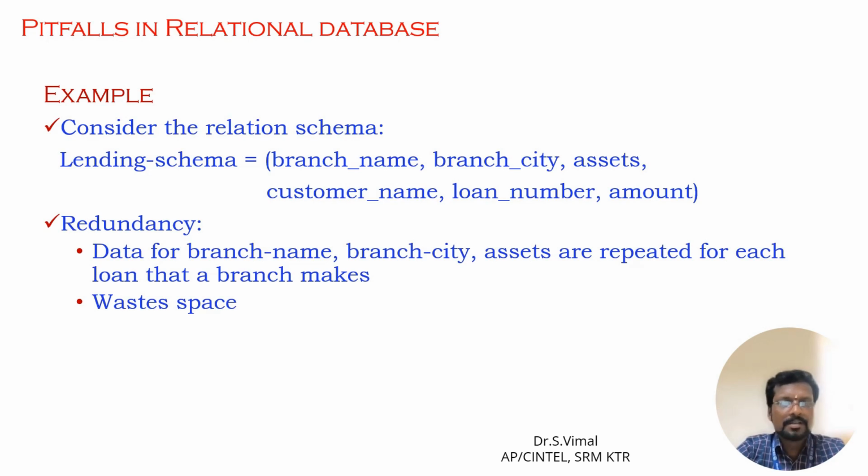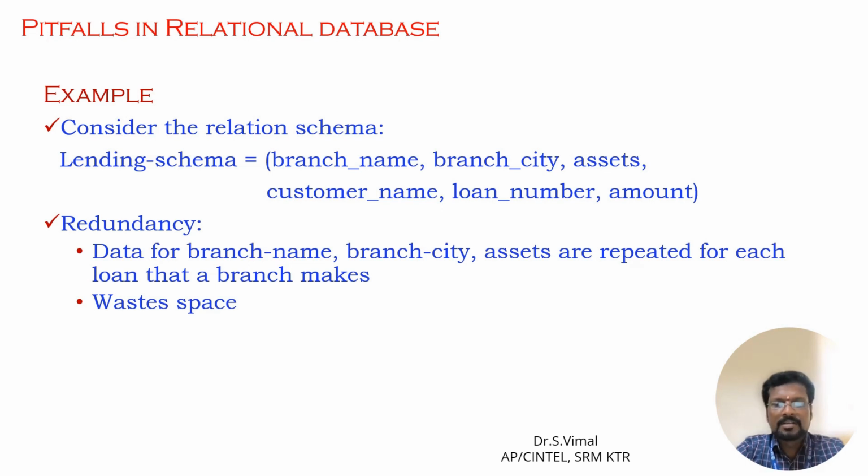For example, we have the lending schema. It has a combination of two different tables: branch name, branch city, assets will come in a separate table, and another table has customer name, loan number, amount. Here we have combined the relation schema using the two different tables.